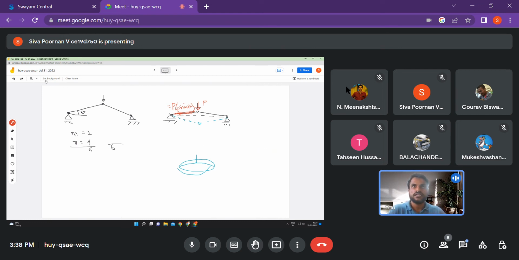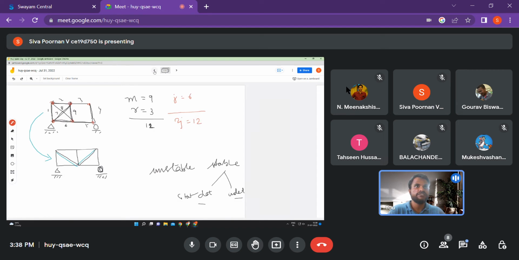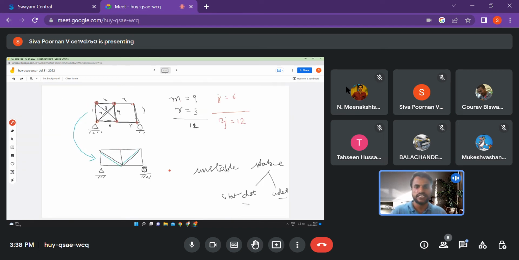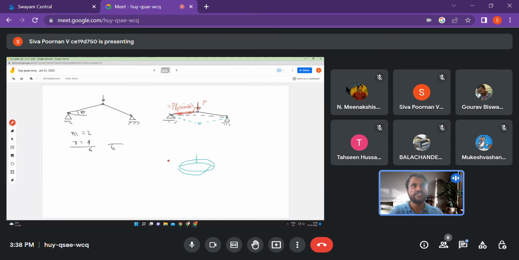Okay, then what else were we talking about? Yeah, this is about trusses being stable or unstable, right? We have at least Maxwell's rule. But what about frames and other structures? How do we find out static determinacy?